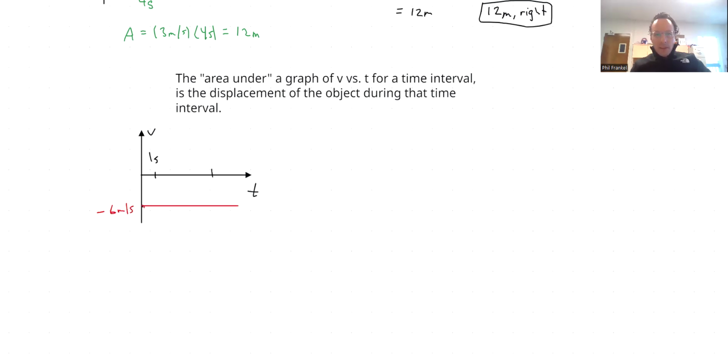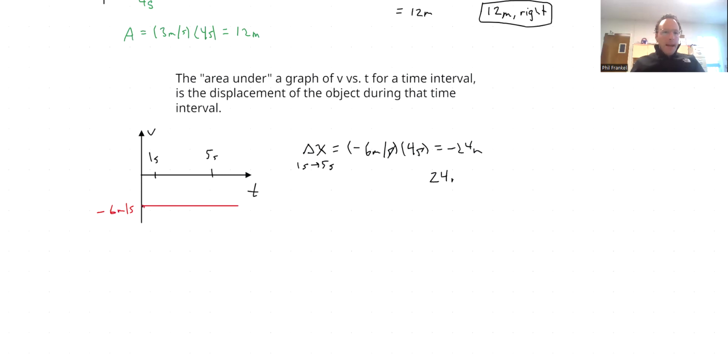Well, the displacement of the object between 1 second and 5 seconds is just going to be the average velocity, which in this case is easy to identify. It's negative 6 meters per second. This object is moving to the left at 6 meters per second, times the time interval between 1 and 5 seconds. It's again a 4-second time interval. And this gives us, after we cancel out the units of seconds, negative 24 meters. So the displacement is 24 meters to the left.